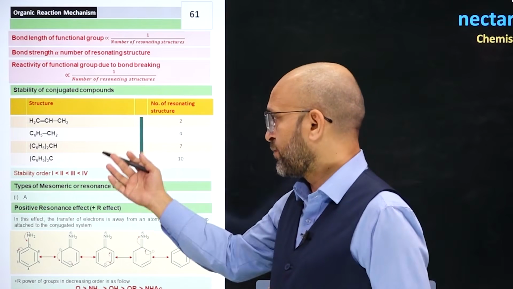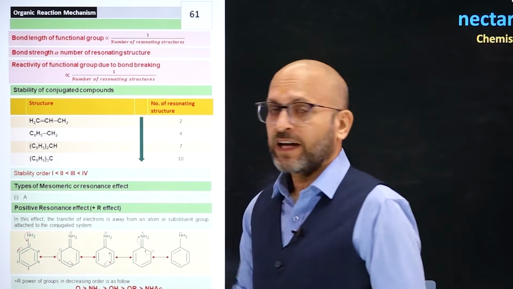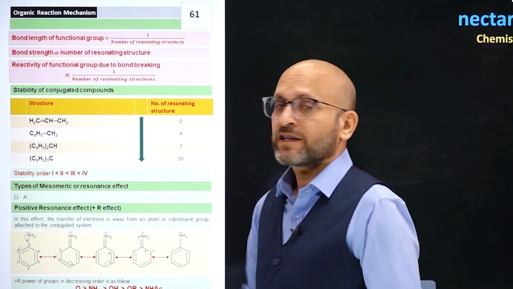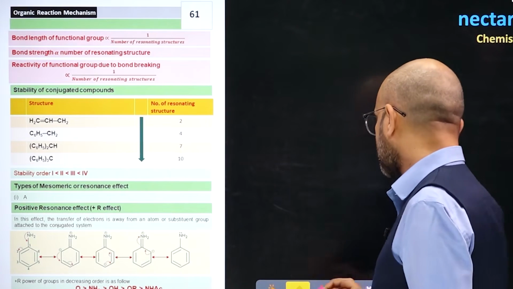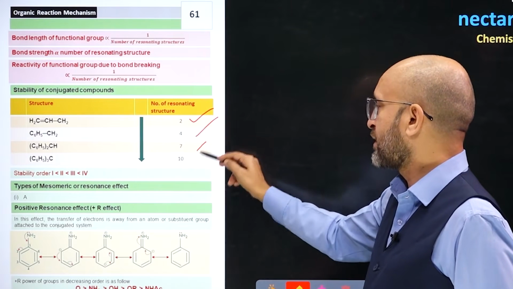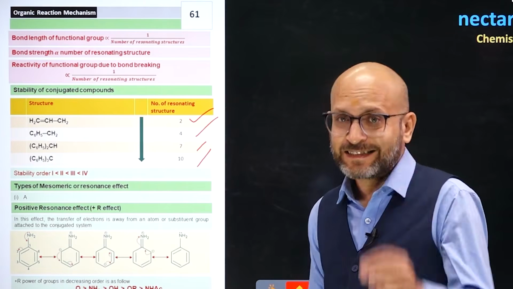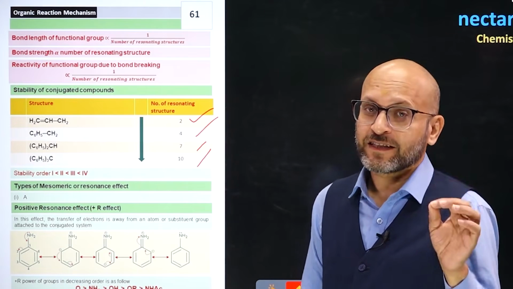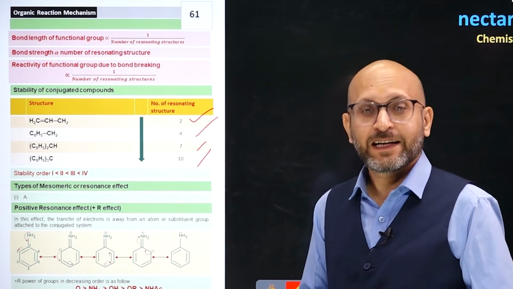We have a propene molecule, then we have phenylmethane, then we have diphenylmethane, and the third one is triphenylmethane. As you see, the number of resonating structures is getting increased from 2 to 4, 4 to 7, 7 to 10. So, as the number of resonating structures is increasing, the bond strength is increasing. If bond strength is increasing, then stability of the molecule as well increases.